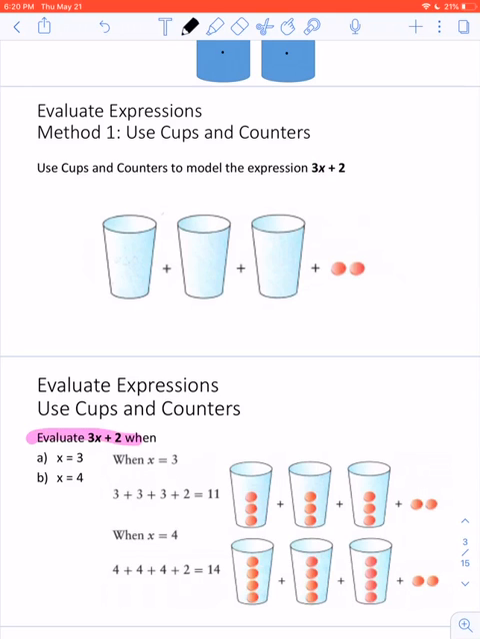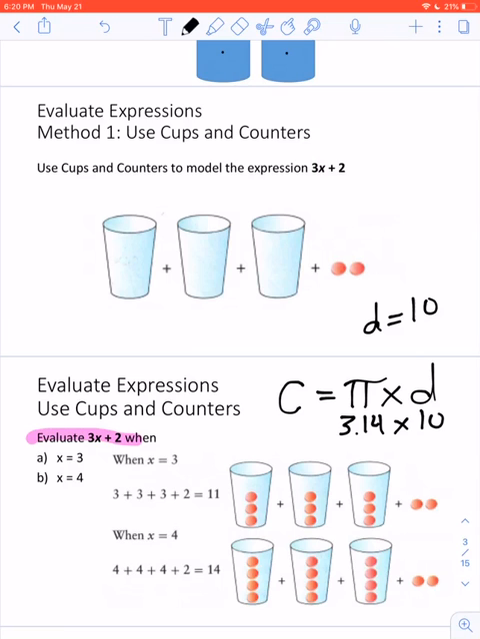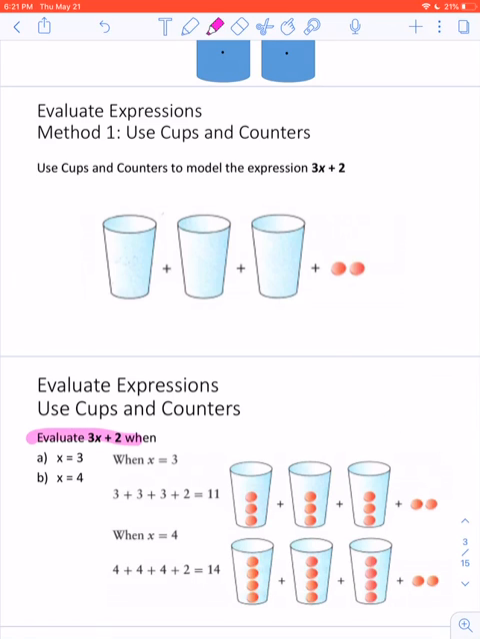This is very, very similar to when we did our unit on circumference, and we would say pi times diameter. Well, we know that pi is always 3.14, and I told you in this case, the diameter of the circle is 10. You would just punch in 10 for diameter because I told you that the diameter was 10. In this case, I'm going to tell you that x value, I'm going to tell you how many counters are in the cup. So let's look at this example.